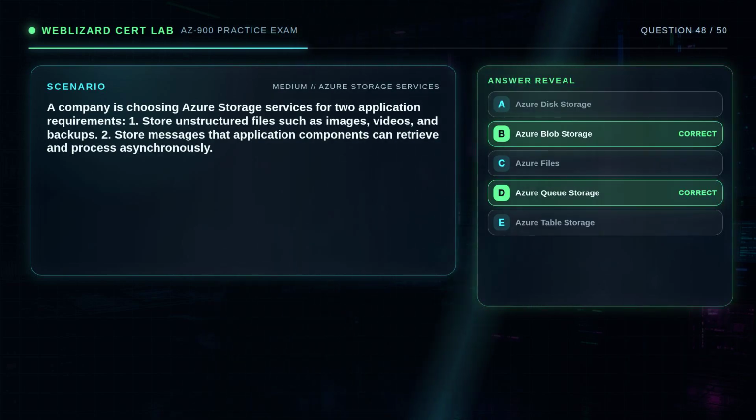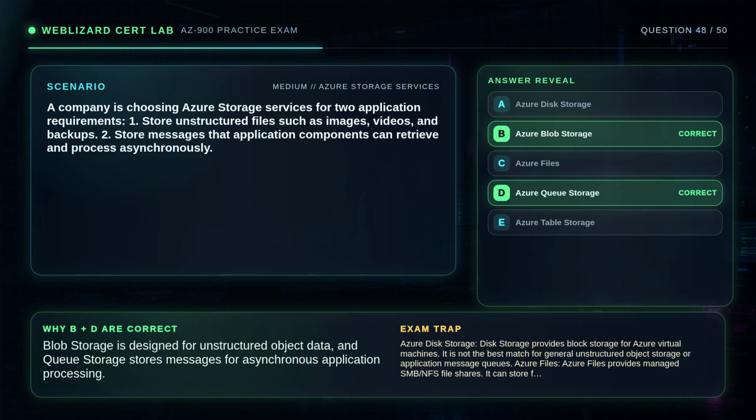The correct answers are B and D. Azure Blob Storage and Azure Queue Storage. Blob storage is designed for unstructured object data, and Queue storage stores messages for asynchronous application processing. Azure Disk Storage. Disk storage provides block storage for Azure virtual machines. It is not the best match for general unstructured object storage or application message queues.